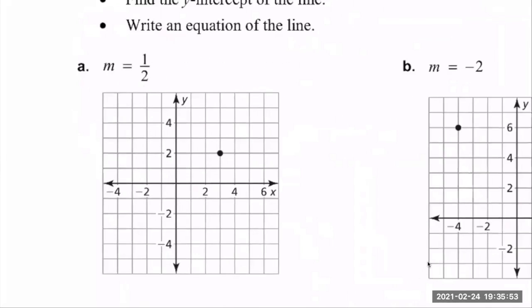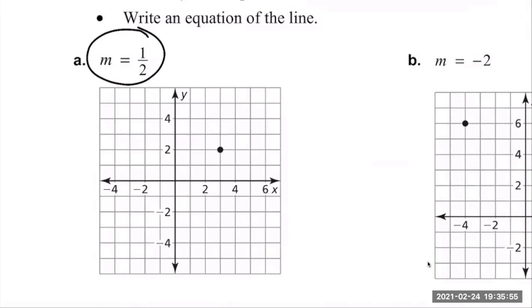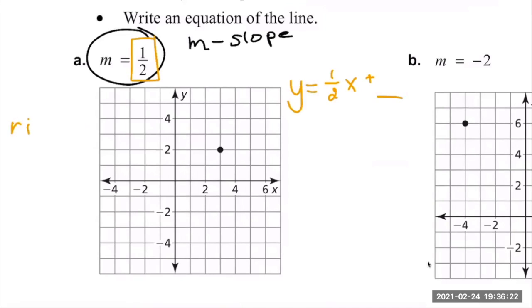So looking at this first one, they tell us m. So m is our slope. So we're already halfway there. If we have our equation, y equals, we have 1/2 x. Now we just have to figure out what b is going to be. So that's what we're looking for. Whenever we have a slope and it's a fraction, that's the same thing as saying rise over run, making a stair step for every answer. So we go up 1, run 2.